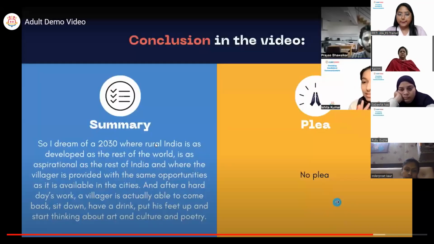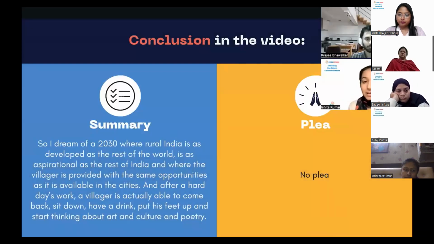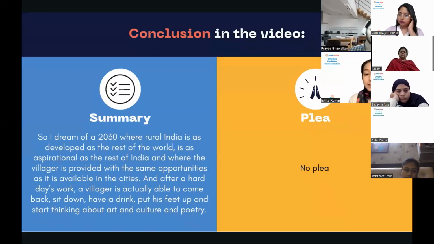Again, very good observation skills, Prayas. So this part, which is written on the left-hand side, is the summary, where he talks about, as you rightly identified, I dream of a 2030 where rural India is as developed as the rest of the world, is as aspirational as the rest of India, and so on. So he's summarizing his dream in a really articulate, simpler manner. And yes, you were right. There was no plea made.